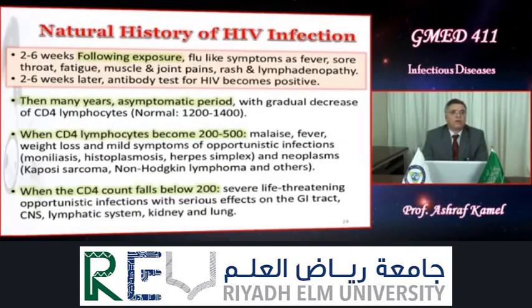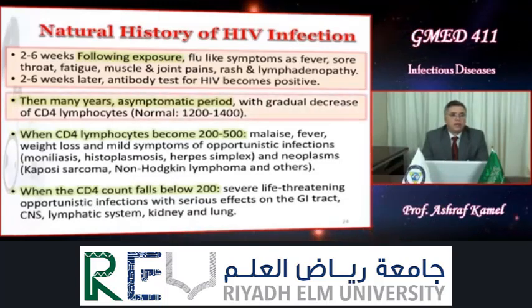Natural history of HIV infection. 2 to 6 weeks following the exposure, we get flu-like symptoms like fever, sore throat, fatigue, muscle and joint pains, rash, and lymphadenopathy. 2 to 6 weeks later, the antibody test for HIV becomes positive. Then we get many years of an asymptomatic period with gradual decrease of the CD4 lymphocytes. The normal CD4 count is between 1,200 and 1,400.